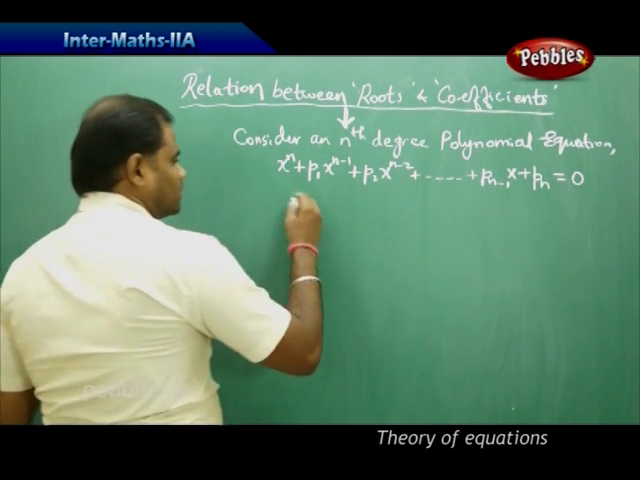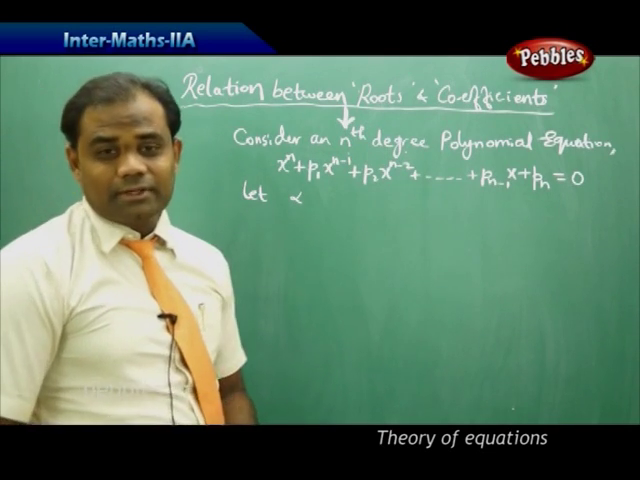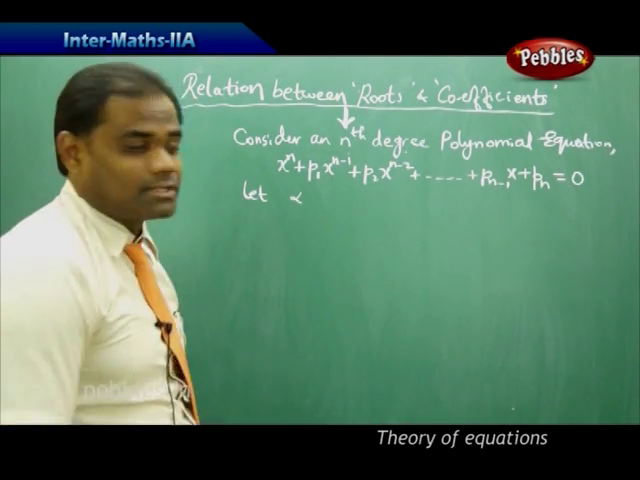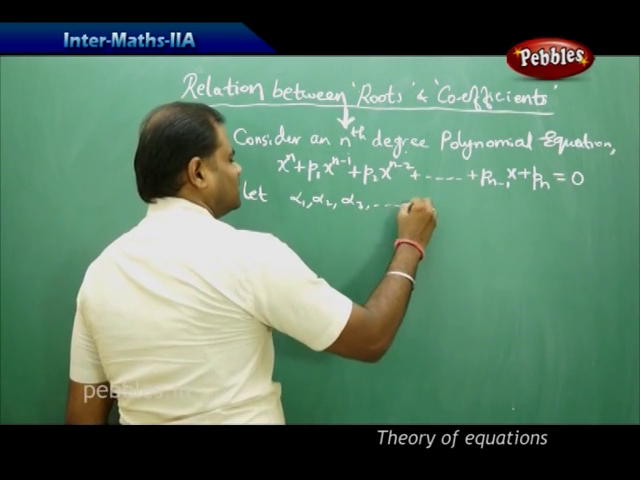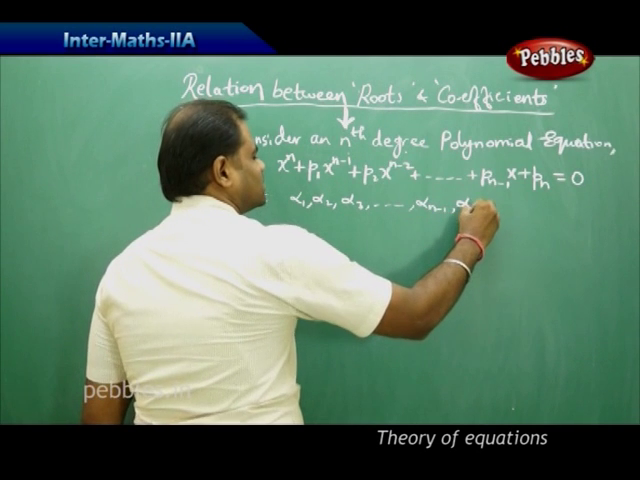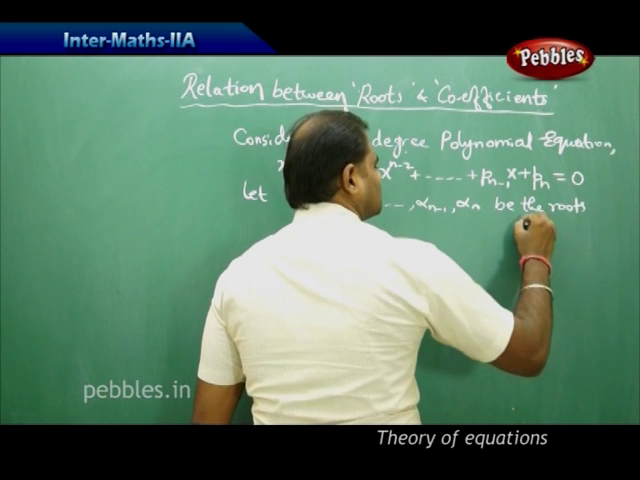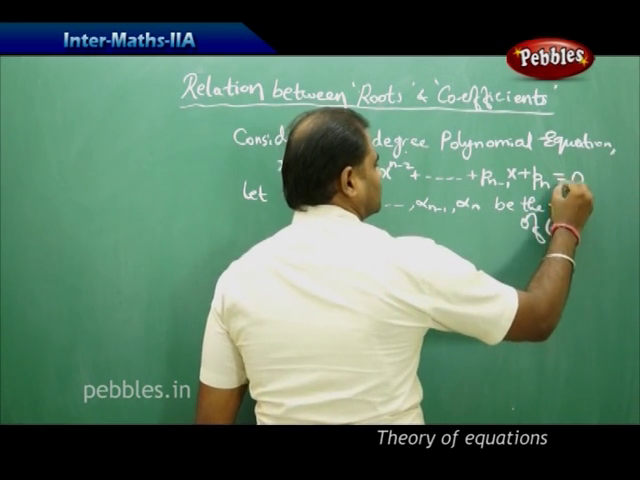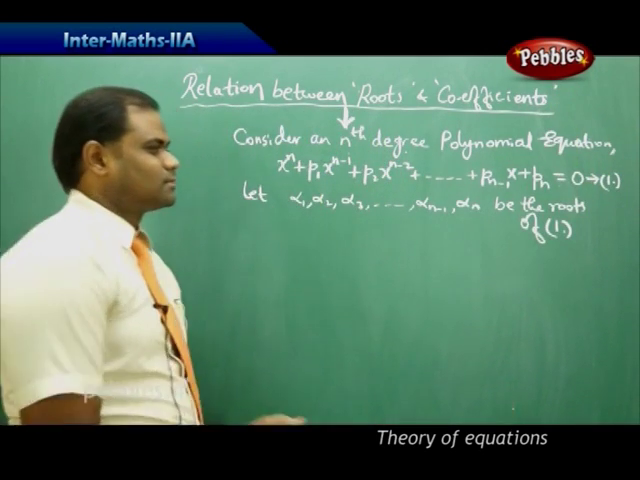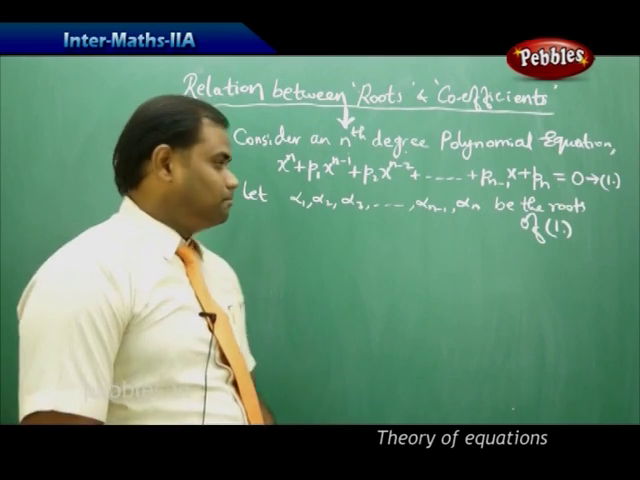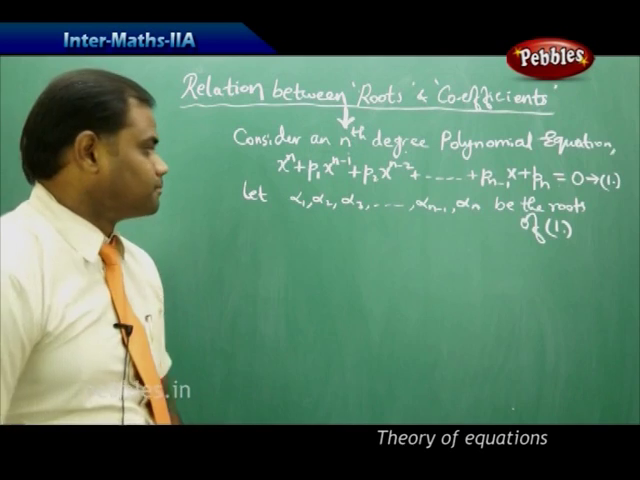So let me say, this being of nth degree obviously has n roots which need not be distinct. So I take the n roots, let alpha 1, alpha 2, alpha 3, so on and so forth till alpha n minus 1 and alpha n be the roots of equation 1, which I denote for this. This is equation 1 which I have taken, and alpha 1 to alpha n are the roots of this which need not be distinct.